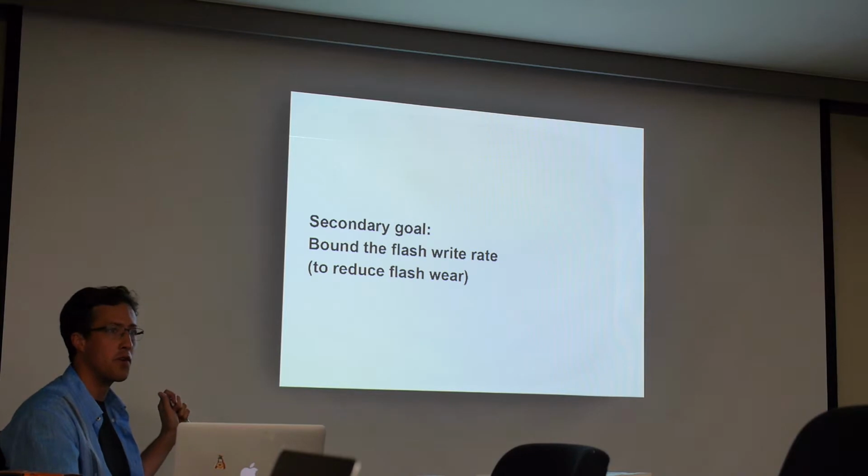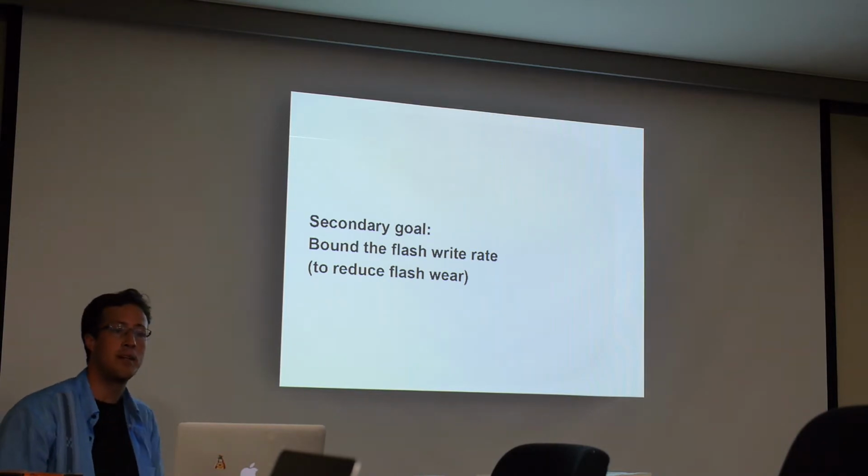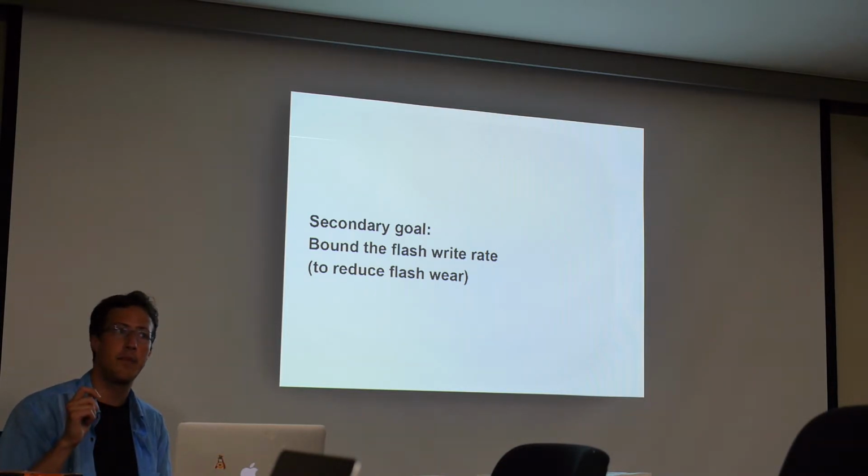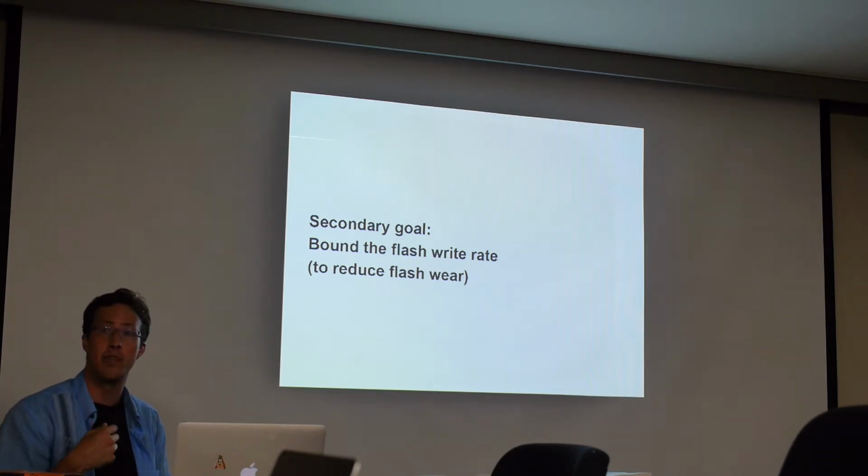We can have some secondary goals with this, however. For example, we might want to bound the flash write rate. Flash devices have a limited number of program erase cycles that they can issue before they start to degrade. At Google, we look at the vendor specs and we run our own stress tests against the flash devices. We find that they typically last about 3 times longer than the vendor specs in our environment. So the vendor specifications are very conservative as to how many times you can program and erase them before they start to fail.